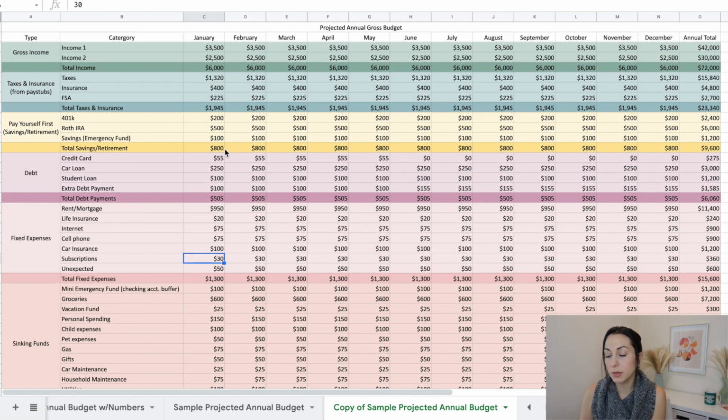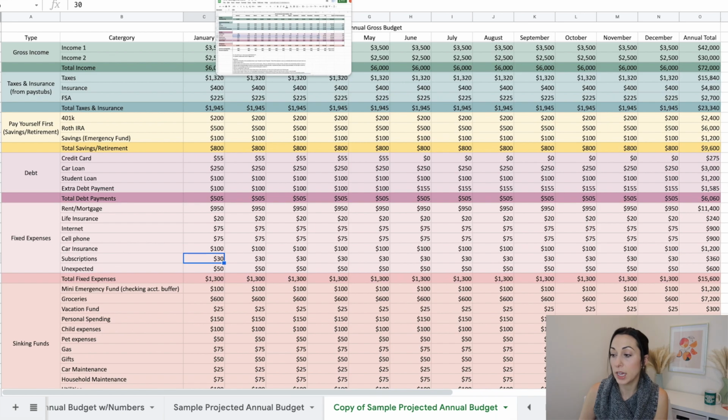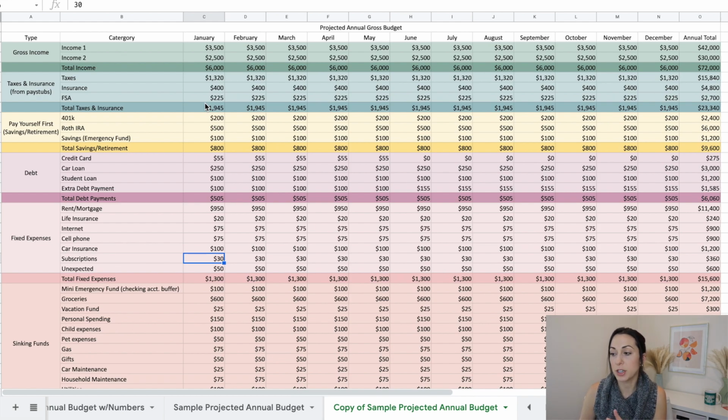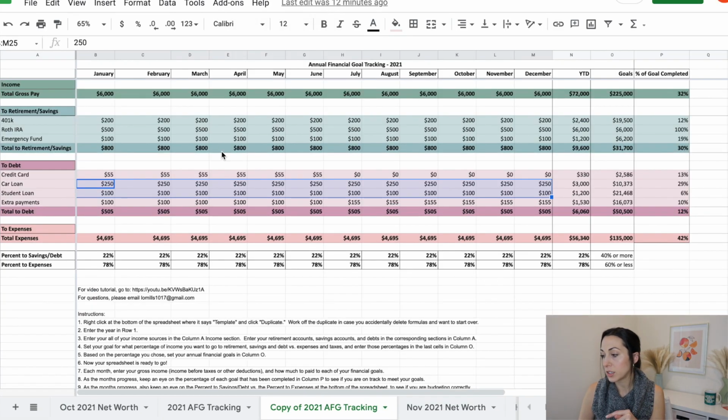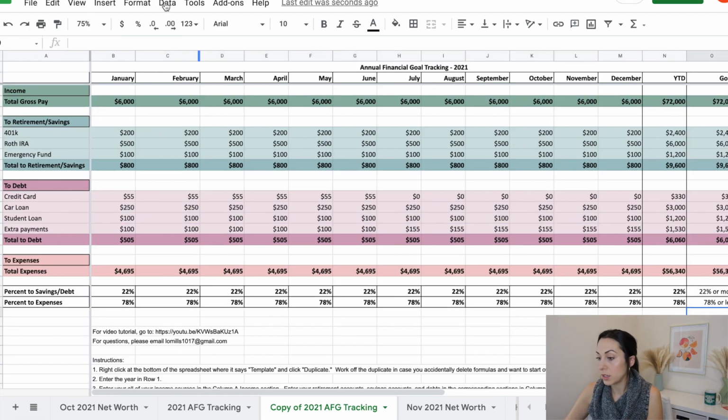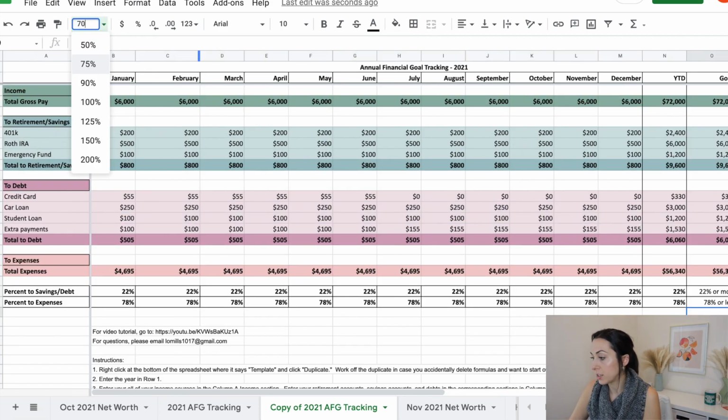All right, the other thing I wanted to show you guys is I have an annual financial goal tracking spreadsheet. So once you've done your budget and you've set your numbers for everything, if you want to be able to follow along throughout the year and analyze your progress on those three things I talked about, then I'd recommend using my annual financial goal tracking spreadsheet. I do videos every single month showing you guys my progress using the spreadsheet. So I put all the numbers over here. Let me see if I can zoom in just a little bit. Okay, so this is the annual financial goal tracking spreadsheet.